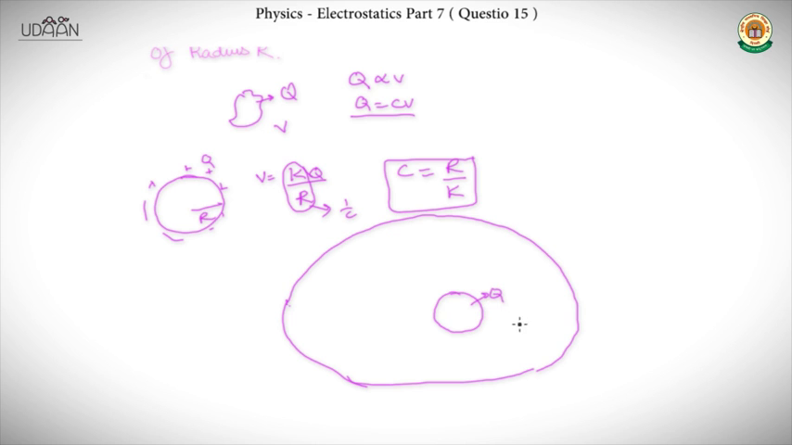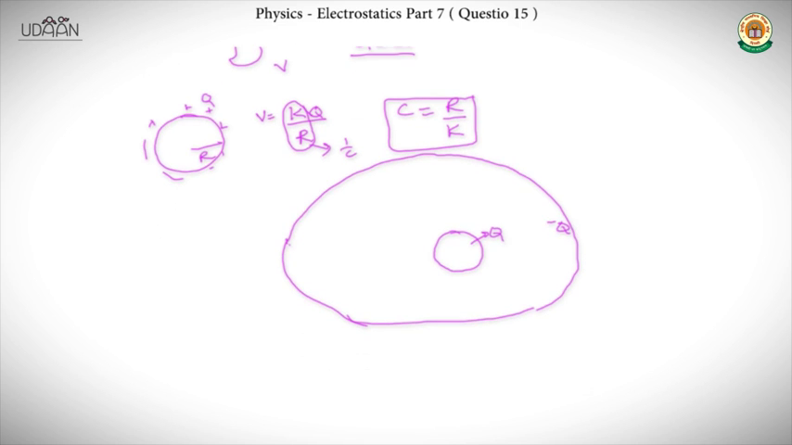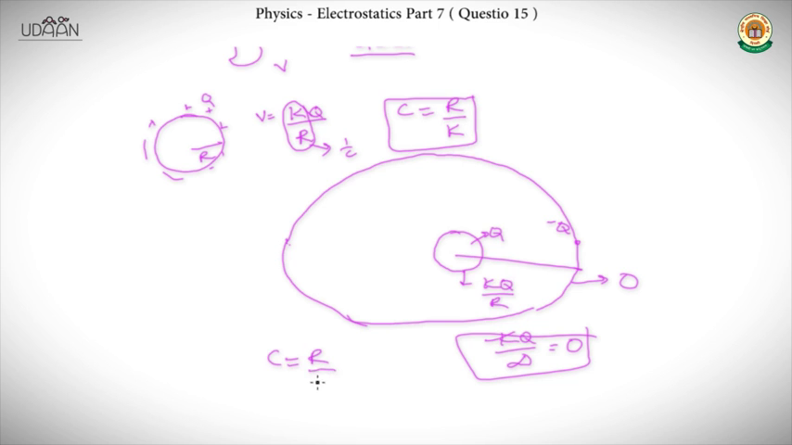Give the sphere a charge q, and using a Gaussian surface, the outer surface will acquire a charge minus q. The potential due to this surface would be minus kq by the radius, which is infinity, so it is equal to 0. So this surface is at 0 potential, and the inner surface is at kq by r. So again we get the same answer, C is equal to r by k. This is another way of interpreting this.